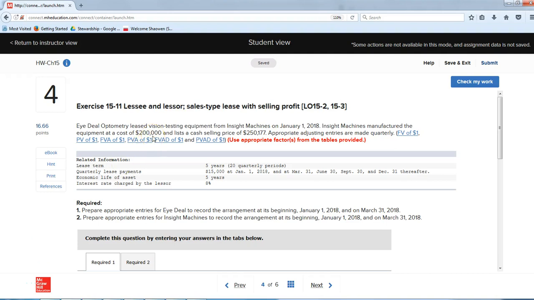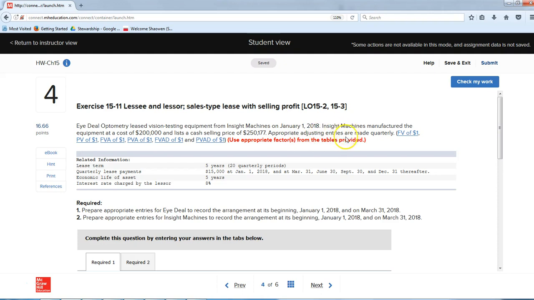Ideal Optometry leased vision testing equipment from Inside Machines on January 1st, 2018. So Ideal is the lessee, and Inside Machines is the lessor. Inside Machines manufactured the equipment at a cost of $200,000 and lists a cash selling price of $250,177. The cost is different from the selling price, so there is a selling profit for the lessor.